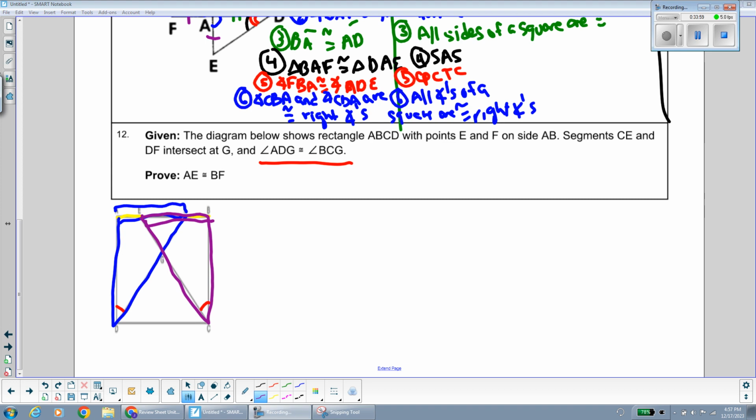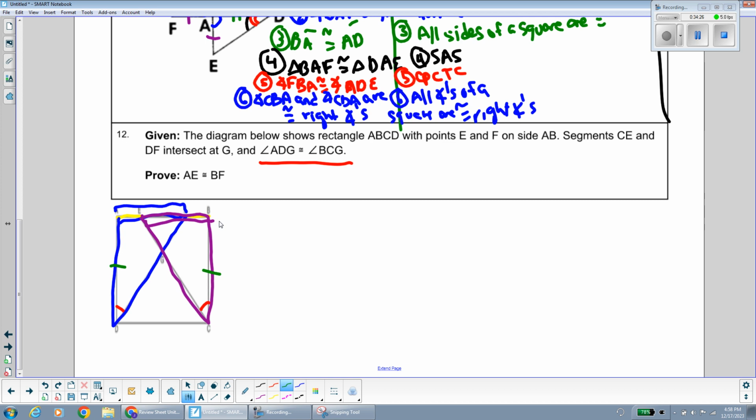So I'm going to see what else I can get about these triangles to prove them congruent, so that I can get to the sides that I need up here that are going to help me out. Since I have a rectangle, I know that opposite sides of a rectangle are equal. So AD and BC are congruent. They are opposite sides of the rectangle.